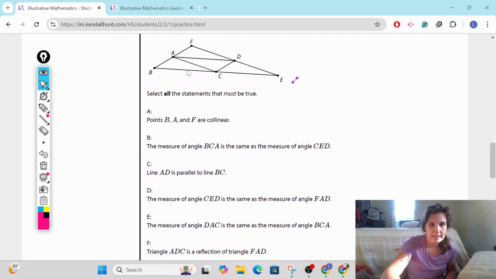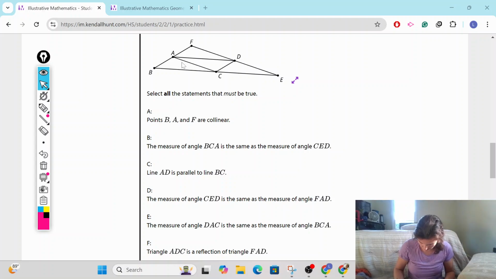Triangle ADC is a reflection of triangle FAD. No, those lines don't correspond. We're not given that it was a reflection, so we're going to cross them out. That is wrong. All right, let's go on to the next one.